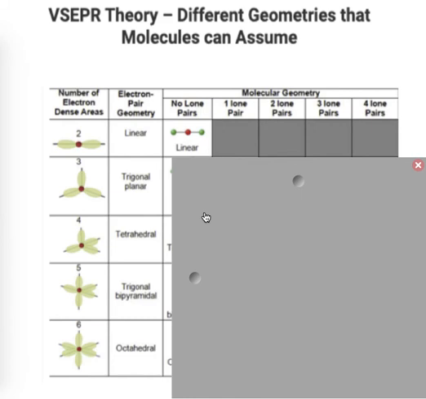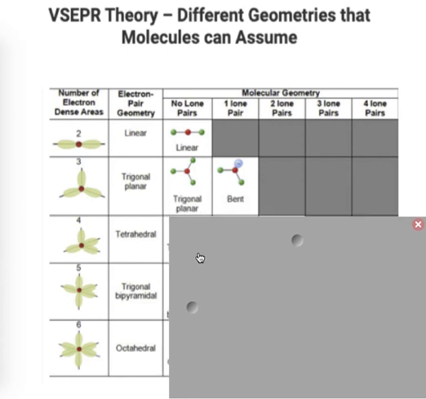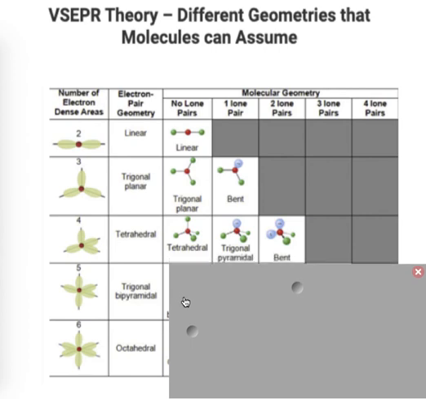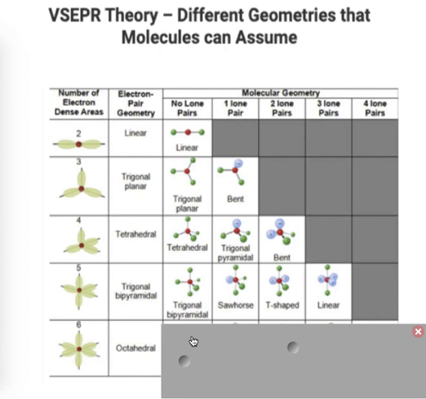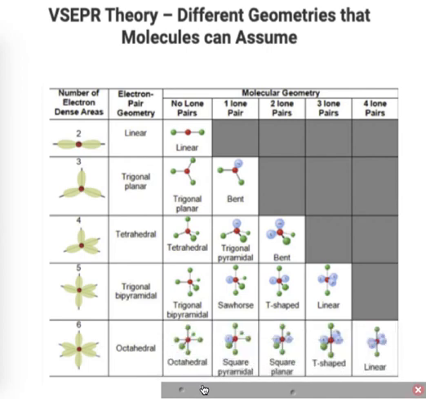So with 2 electron groups we have linear. With 3 electron groups we can have trigonal planar or bent. With 4 electron groups we can have tetrahedral, trigonal pyramidal, or bent. With 5 electron groups we can have trigonal bipyramidal. They call it sawhorse. We use the term seesaw. It means the same thing, T-shaped or linear. And with 6 electron groups, we can have octahedral, square pyramidal, or square planar. The last 2, AB3E3 and AB2E4, I've never included because I don't know of any examples of those.